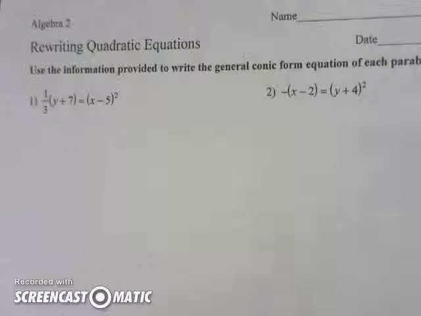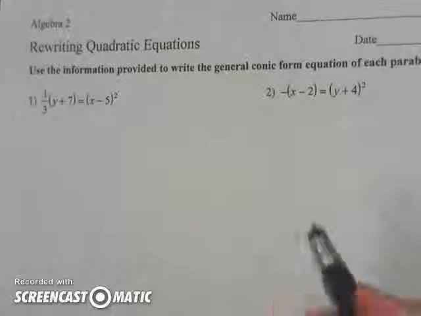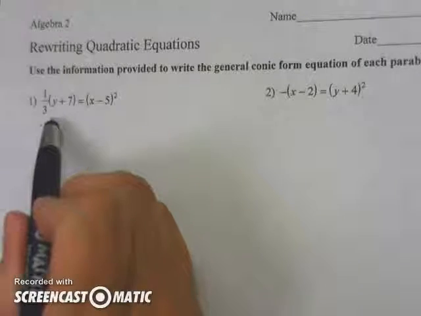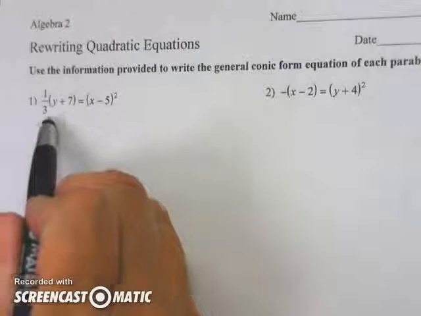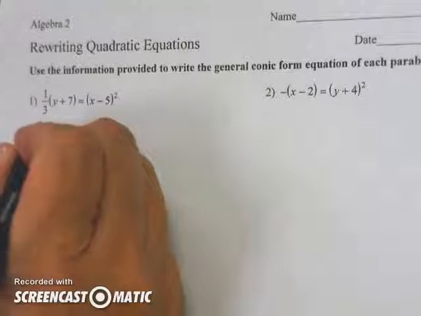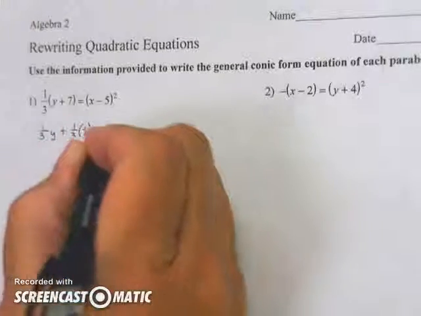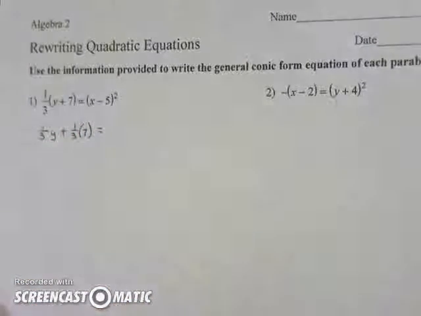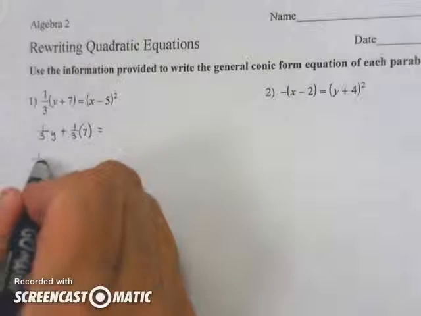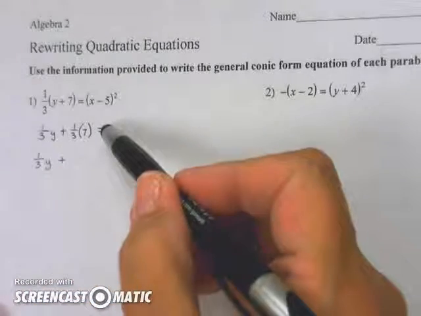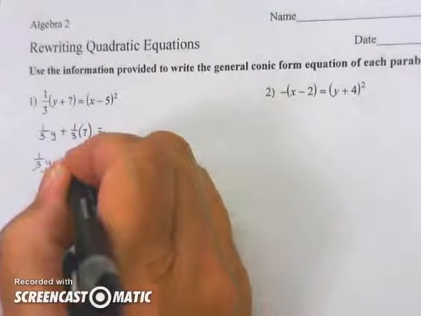Today we are going to do a reminder of how to rewrite quadratic equations into our general form. To do this, we must use the distributive property on both sides. 1/3 times my y, and then 1/3 times the 7. I'm going to work mainly on the left side for just one moment. So I would have 1/3 y plus, when I multiply this, I will get 7/3.